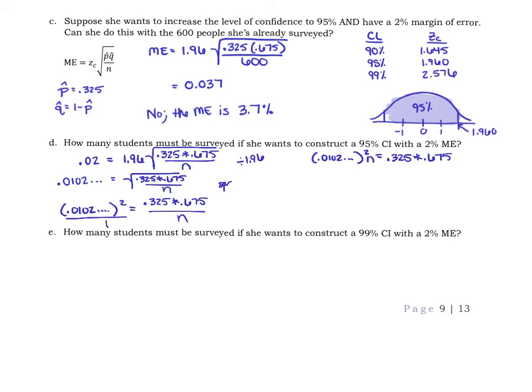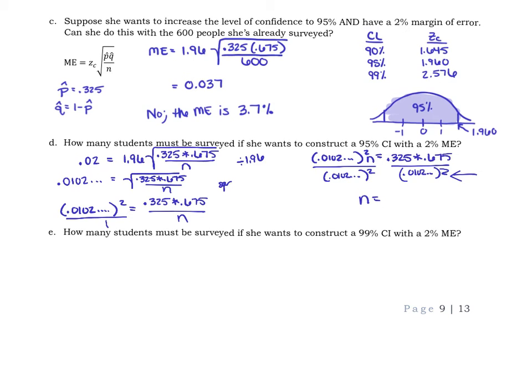longhand. But essentially, to get to n, I'm going to divide both sides by the 0.0102, etc., squared. On my calculator, what I've done so far is 0.02 divided by 1.96, and I hit enter. Then I hit the x squared button and hit enter. Then I type 0.325 times 0.675 divided by, and I want to pick up that value, 1.04123, etc., times 10 to the negative fourth. I want to copy and paste that number.